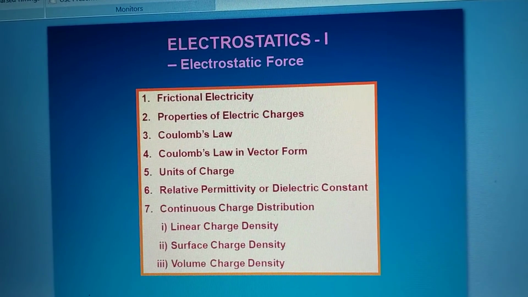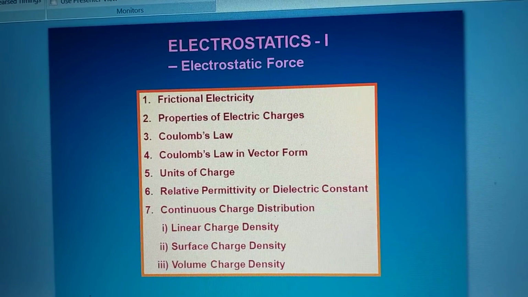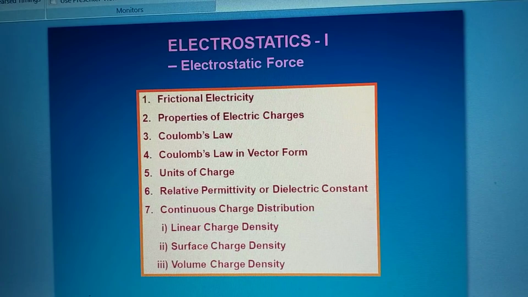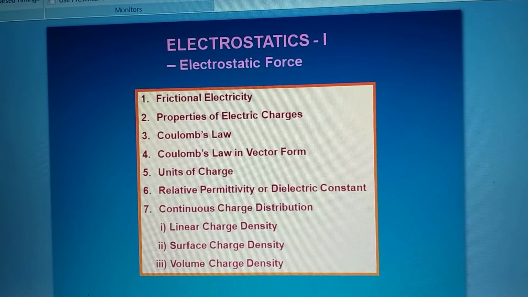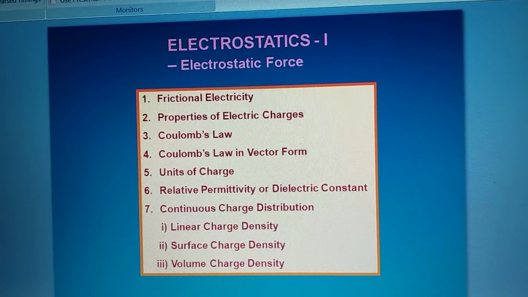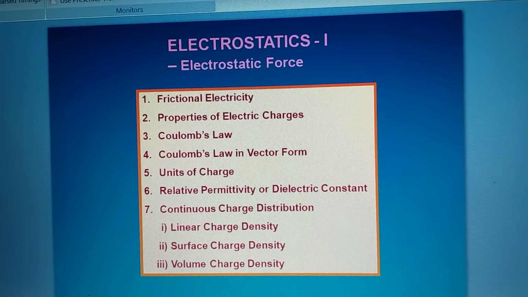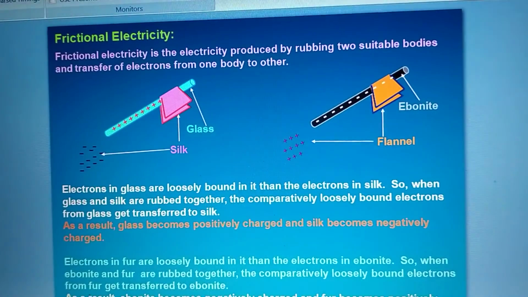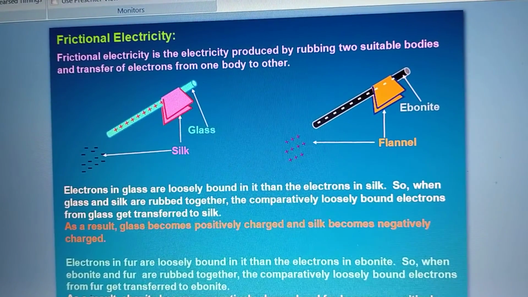And in this topic we will do the study of linear charge density, linear charge distribution, surface charge density, surface charge distribution, volume charge density and volume charge distribution. So let's start with the first topic, frictional electricity. So what is frictional electricity?